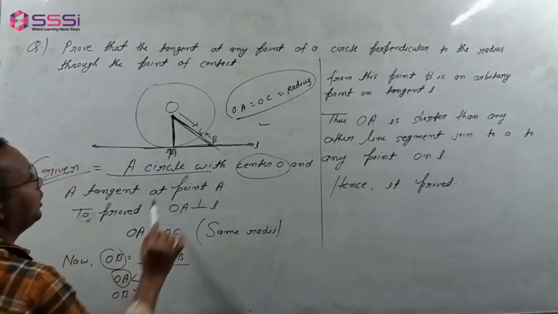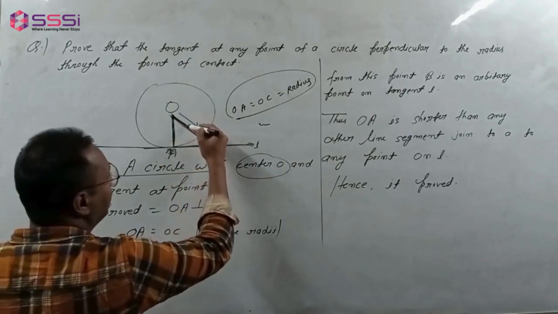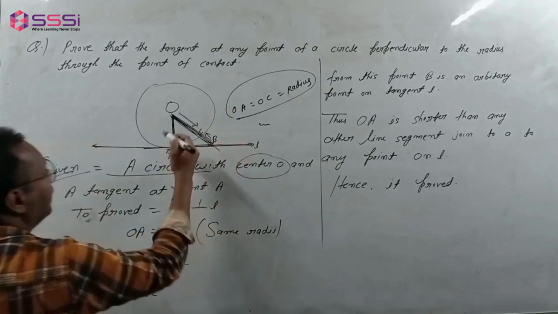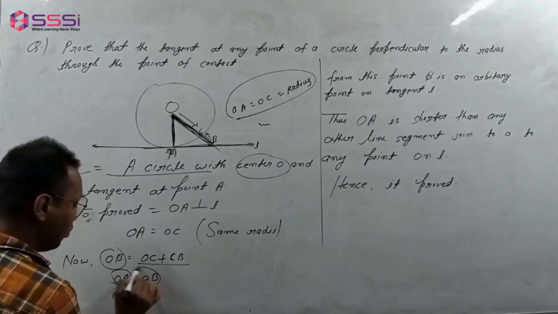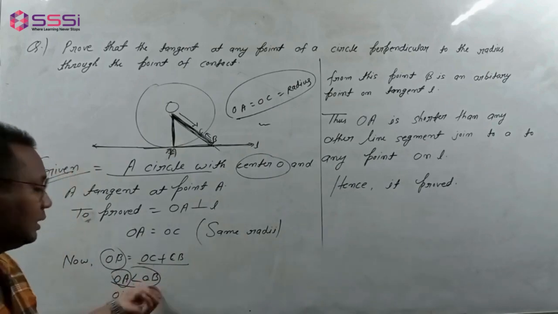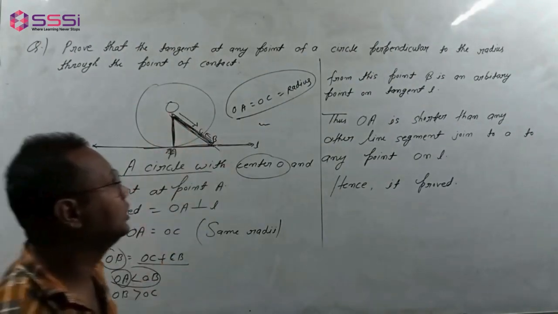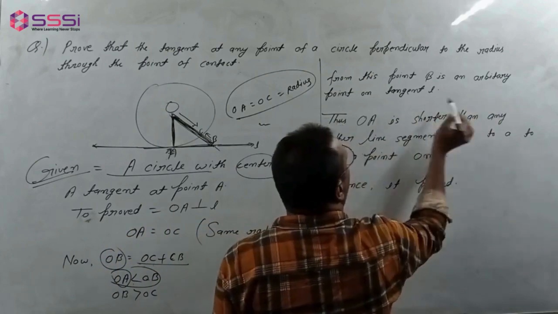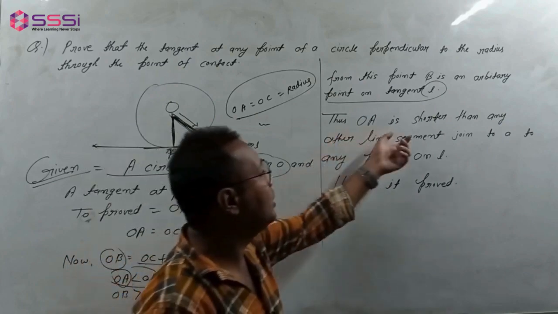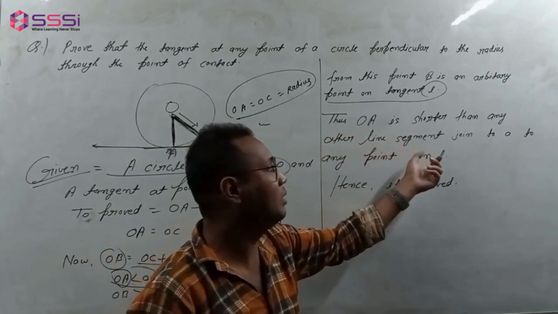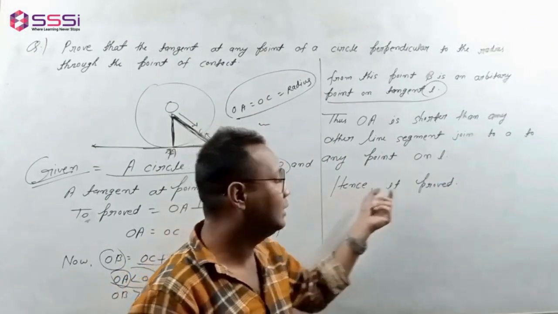OA is less than OB. OA is the small side and OB is the big side. So OA is less than OB, and OB is greater than OC. From the point B, which is an arbitrary point on the tangent L, thus OA is shorter than any other line segment joined to any point on L. Hence it is proved.